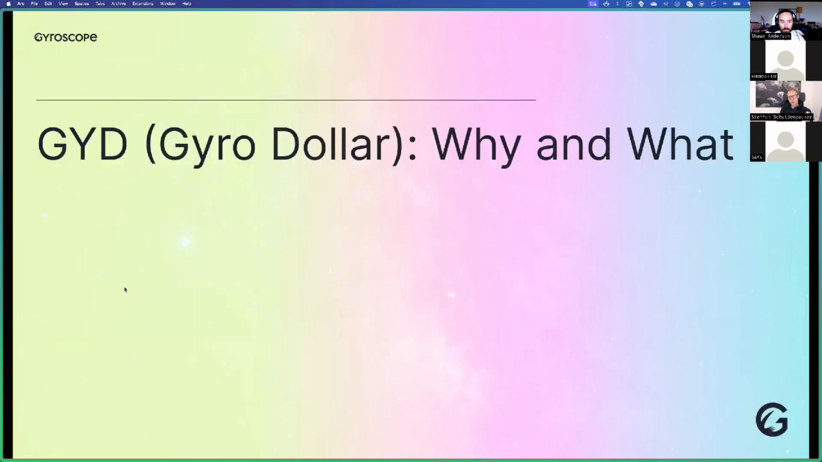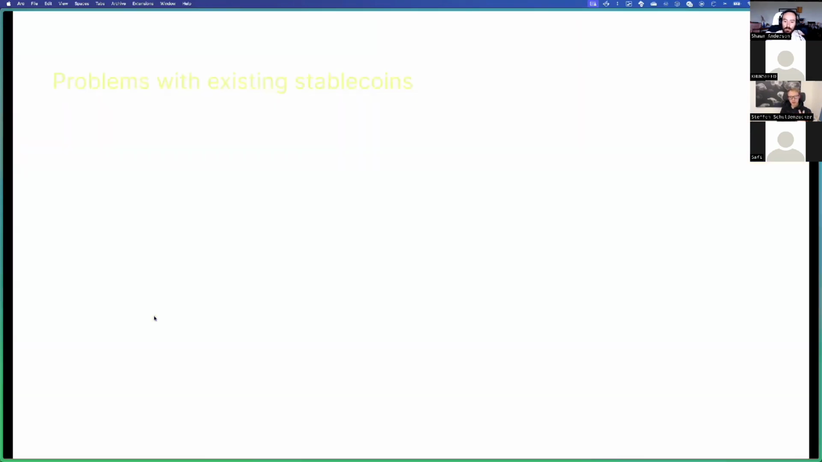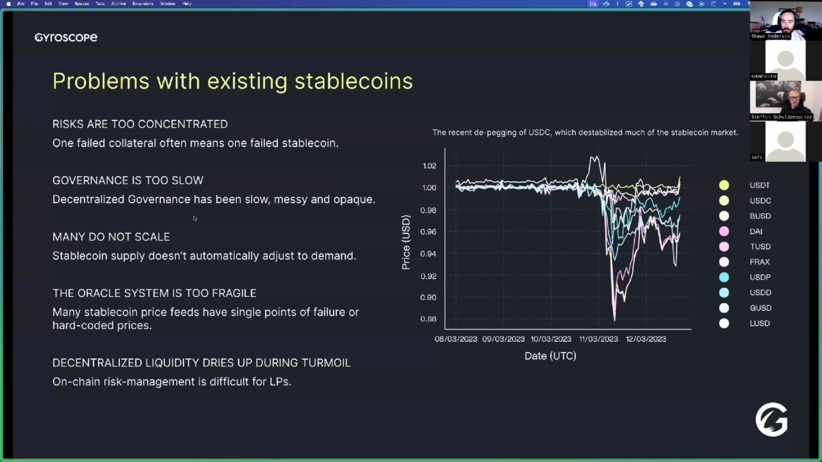Right, so why GYD? GYD is a non-custodial, by this I mean you don't have to trust anyone, fully on-chain, diversified and reserve-backed stablecoin. This is going to be shorter than it looks, but let me briefly go into why we even felt this was necessary. There are these five points that we observed in other stablecoin designs.